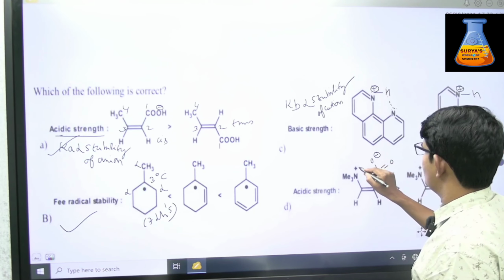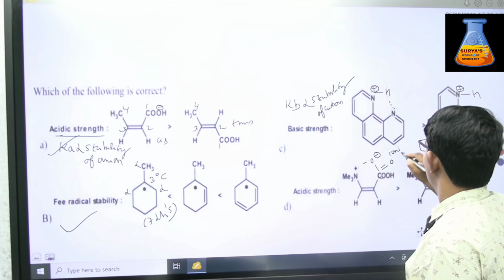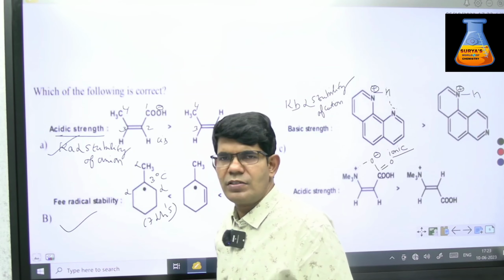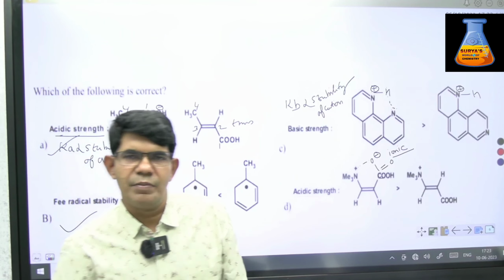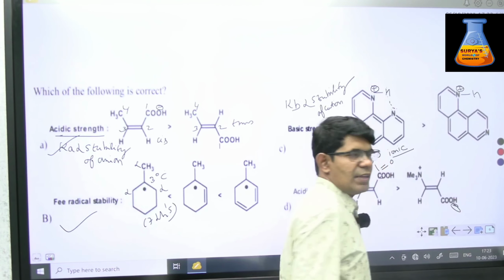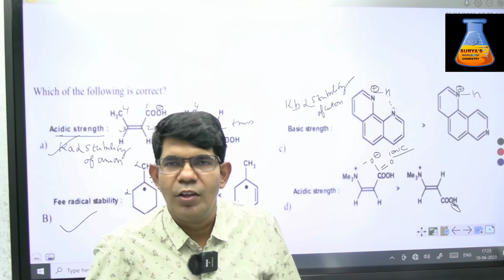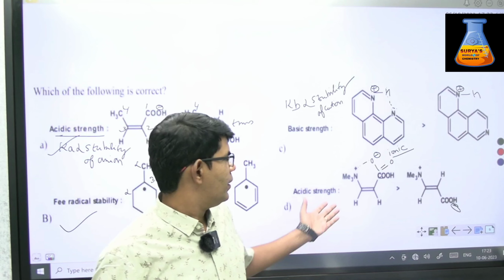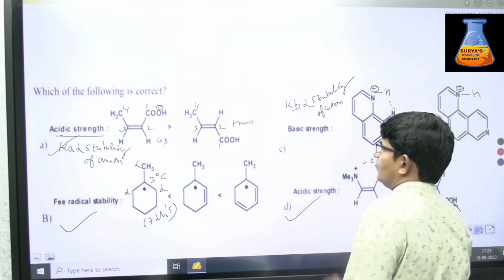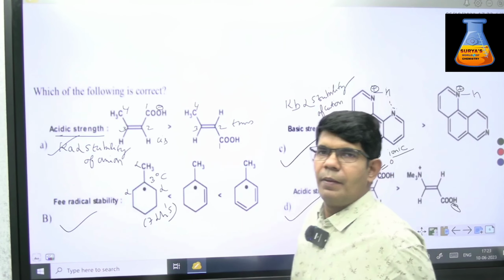This O minus and this positive charge can have ionic interaction. When it is having ionic interaction, the cation is getting stabilized, the intermediate is getting stabilized. But can you expect to have such stability when you have CO minus and NR3 plus at the opposite end? Then this relation also stands true. So all the 4 options are correct in this particular question.